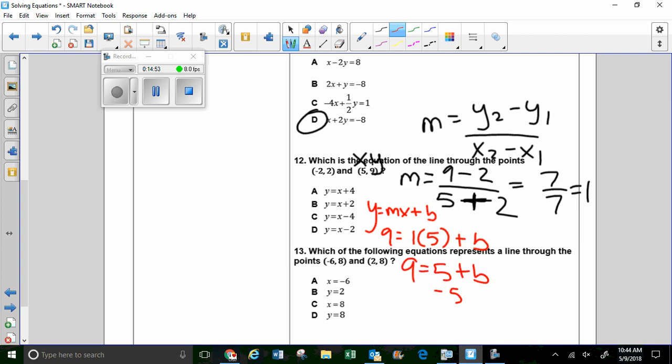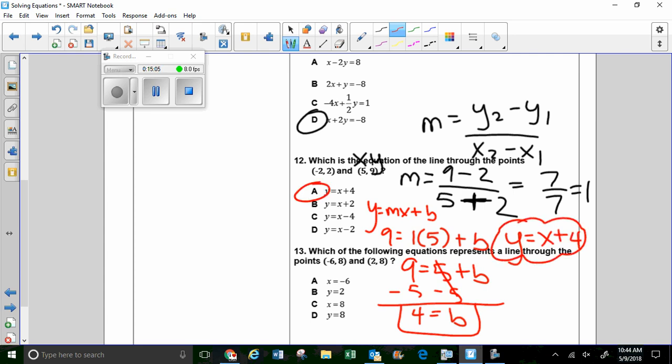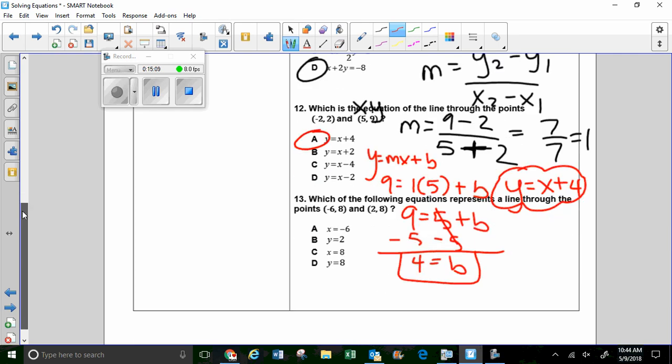So subtract 5 on both sides, and you'll get b equals 4. So there you go. Put it all together, y equals 1x plus 4. That would be letter A. Let's try the next one.